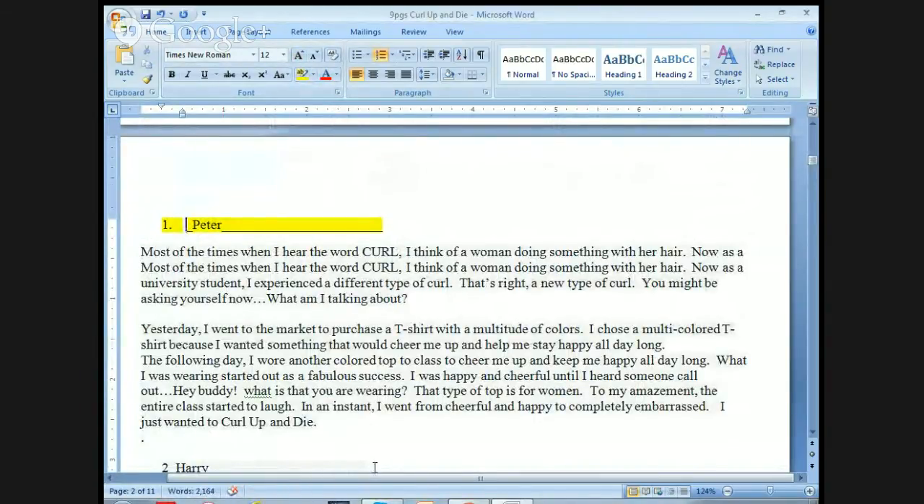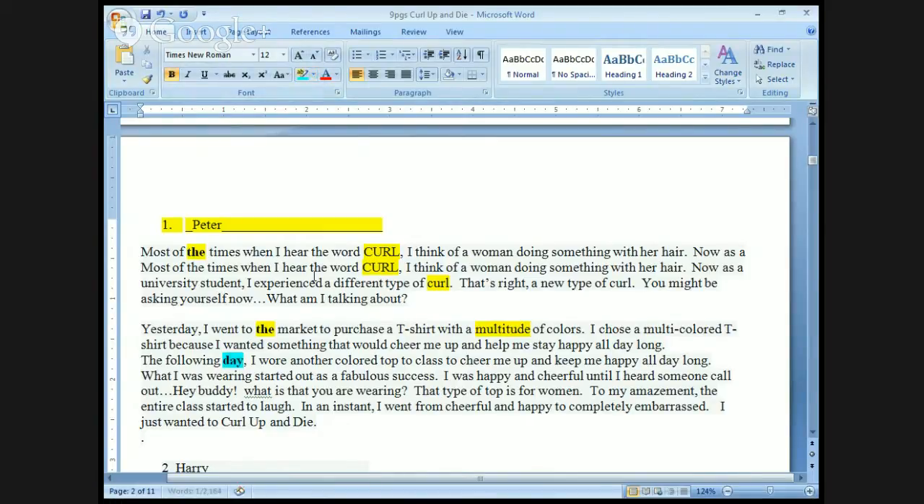Most of the times when I hear the word curl, I think of a woman doing something with her hair. Now, as a university student, I experienced a different type of curl. That's right, a new type of curl. You might be asking yourself now, what am I talking about? Yesterday, I went to the market to purchase a t-shirt with a multitude of colors. I chose a multicolored t-shirt because I wanted something that would cheer me up and help me stay happy all day long. The following days, I wore another color top to class to cheer me up and keep me happy all day long.